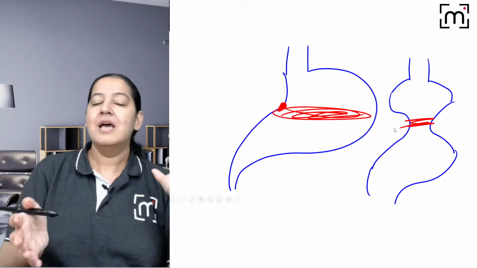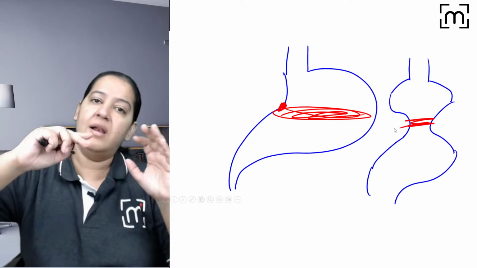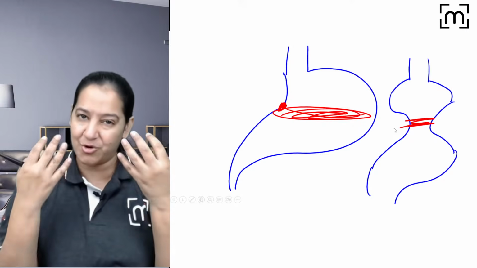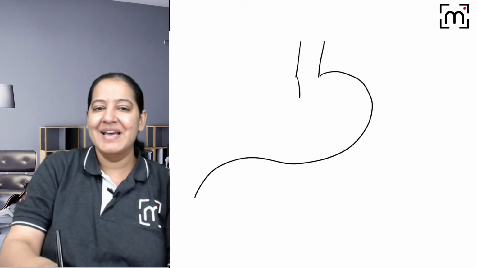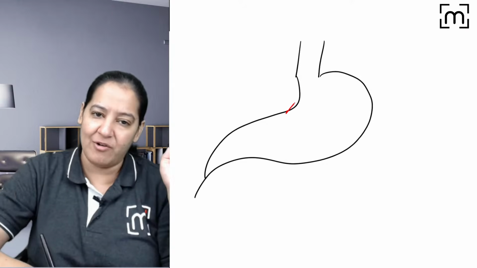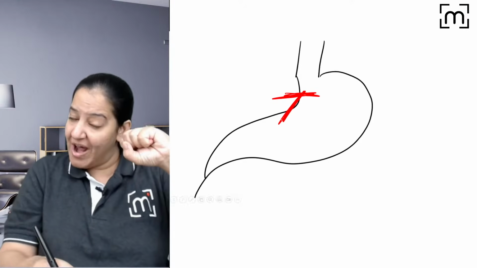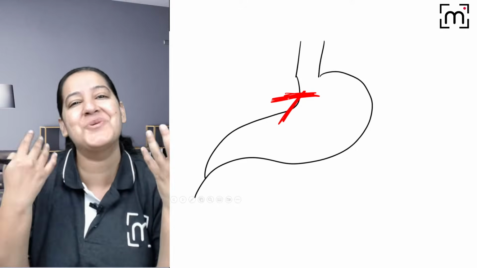It is hourglass. So the contracture is longitudinal or transverse. If it is longitudinal, it is teapot, and if it is transverse, it's hourglass. I hope I explained it well. Say yes if you got it. If you have doubt, please ask. So on the lesser curvature, we can have a longitudinal ulcer or a transverse ulcer. The longitudinal contracture leads to teapot and the transverse contracture leads to hourglass.